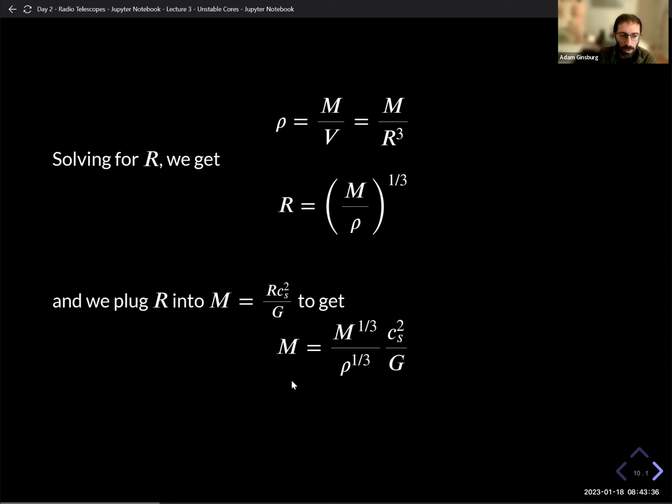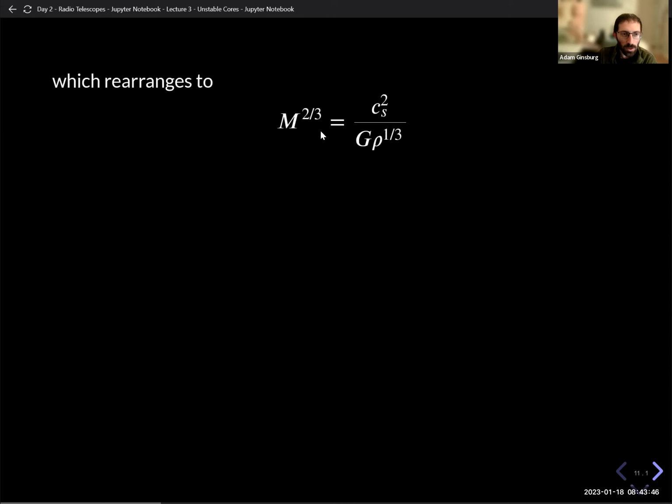Put R in there, and we get M equals M to the 1/3 over rho to the 1/3 times c_s squared over G. Now we have M on both sides, so we're just going to take this M over here to do a little rearranging. So we then have M to the 2/3 equals c_s squared over G rho to the 1/3. We then take both sides to the 3/2 power: M equals c_s cubed over G to the 3/2 rho to the 1/2.